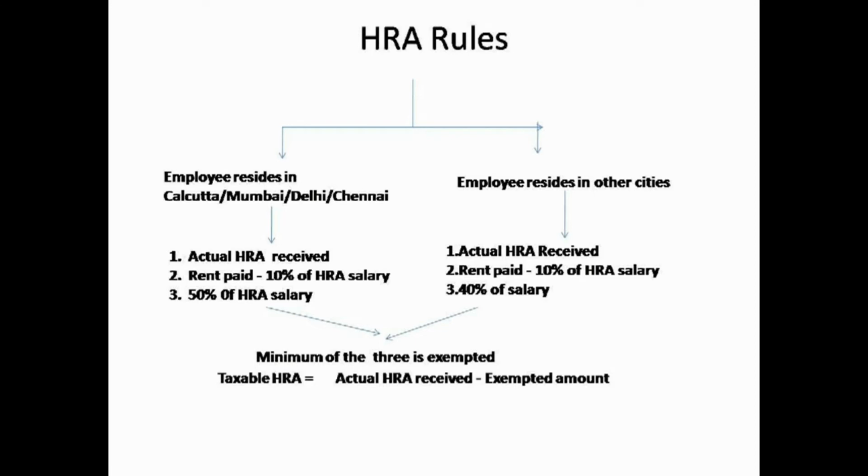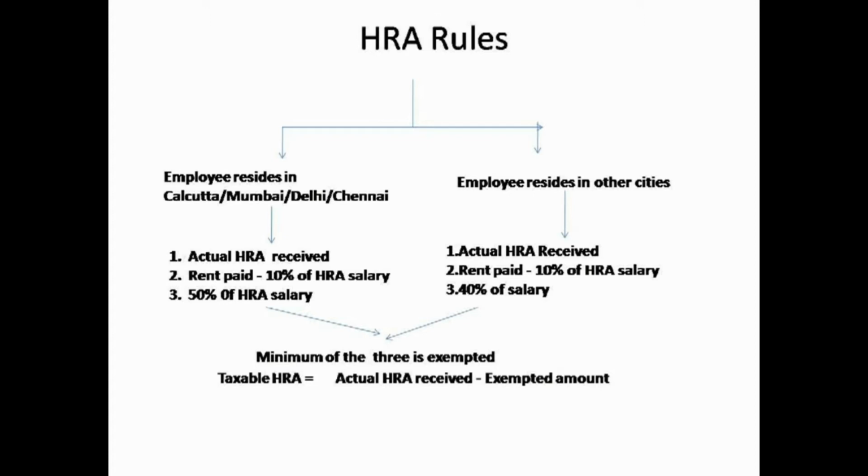So what do we do after calculating these rules? If an employee resides in metropolitan cities, after applying all 3 rules, we have to find out the minimum amount among the 3 amounts. Similarly, if the employee resides in other cities, we apply all 3 rules and find out the minimum amount, whether it is rule number 1, rule number 2 or rule number 3, whichever comes less is considered as the exempted allowance. As I said, only part of the amount is taxable, and this is the amount considered as an exempted allowance.